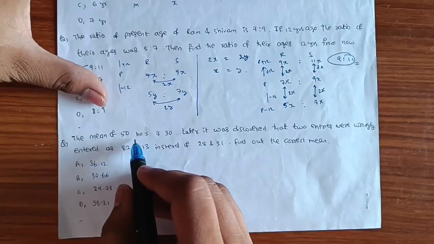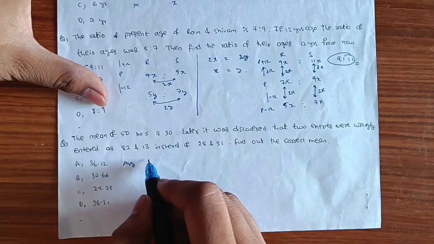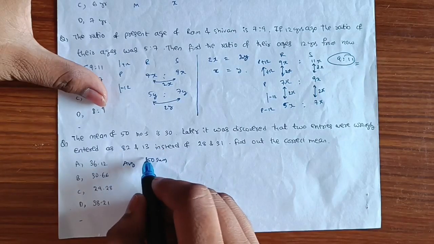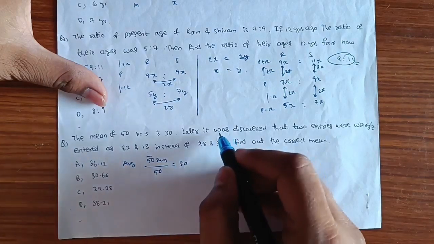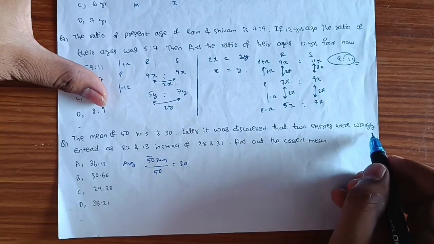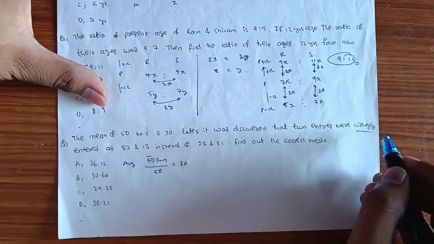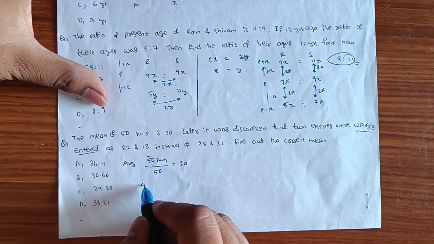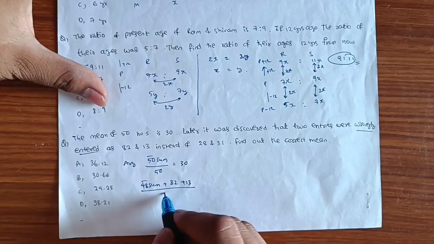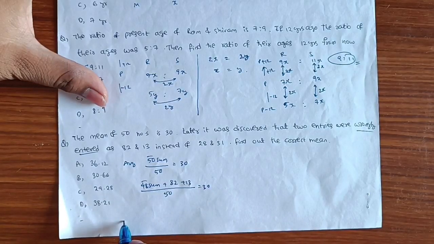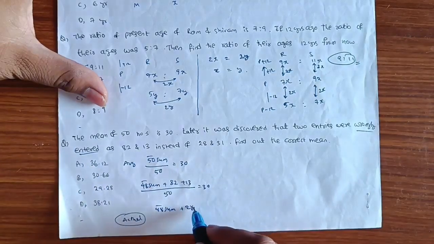Here the question is: the mean of 50 numbers is 30. Mean is nothing but average only, the average of 50 numbers. To avoid confusion I am taking a bar over the sum, divided by 50, the number of observations, which is equal to 30. Later it was discovered that two entries were wrongly entered as 82 and 13 instead of 28 and 31. So in this sum, let's take 48 sum plus the wrongly entered 82 plus 13, divided by 50, which is equal to 30. But the actual one is 48 sum plus 28 plus 31, which should be replaced.